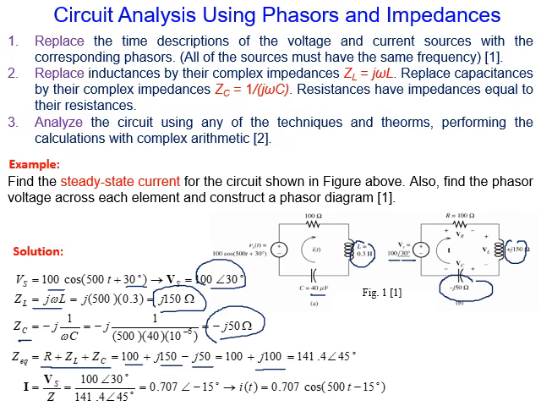Now we convert this Cartesian into polar. We know how to convert. I will not do it again here because you know it. It will be 141.4 with angle 45. Please use units. Don't forget, this is ohm.